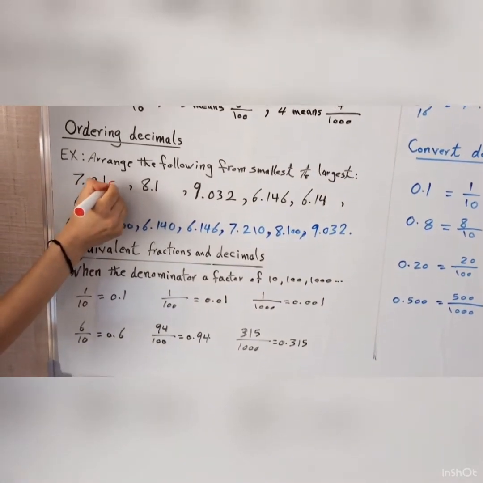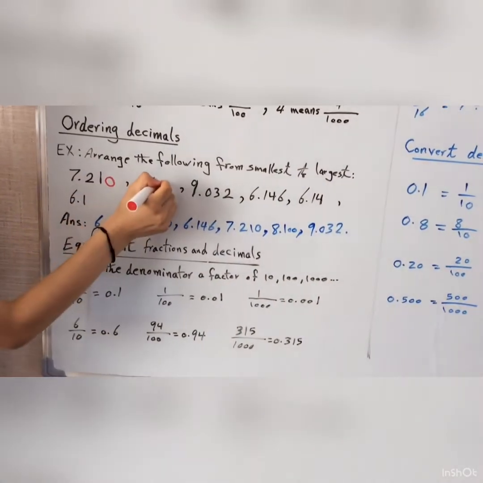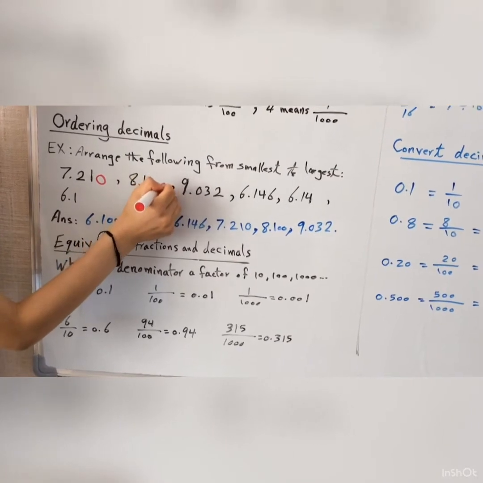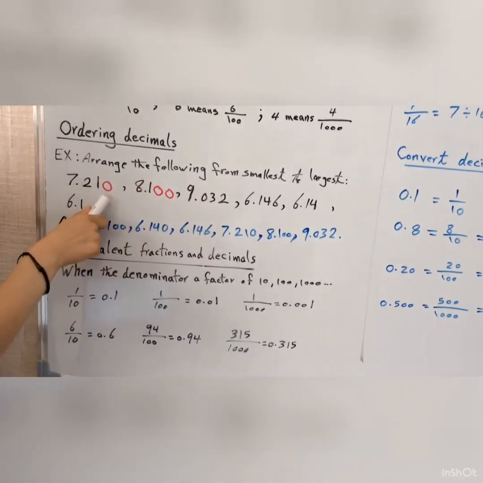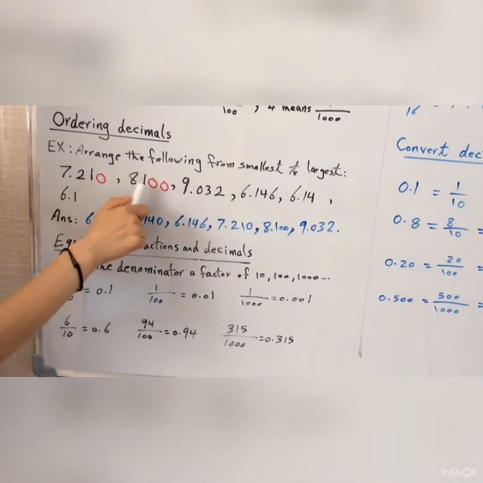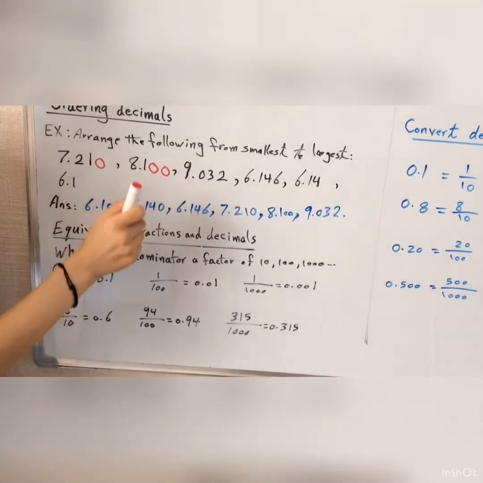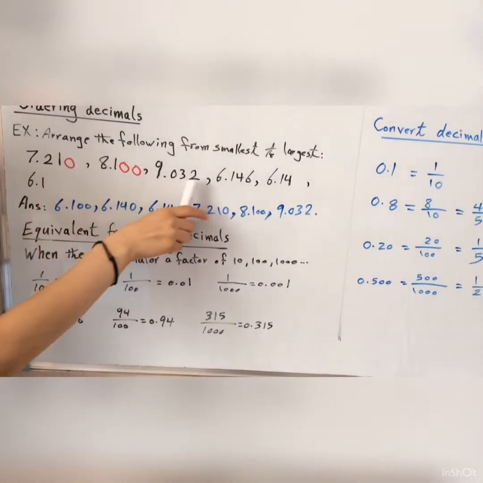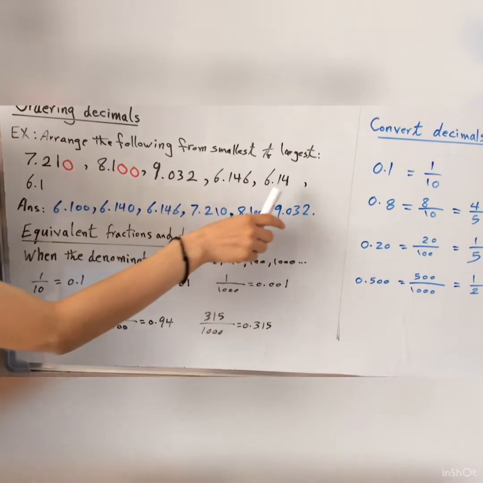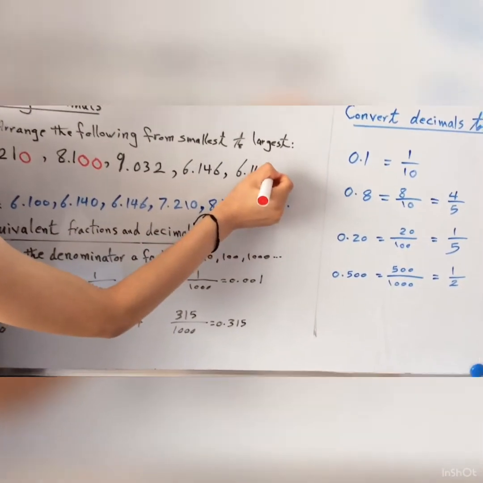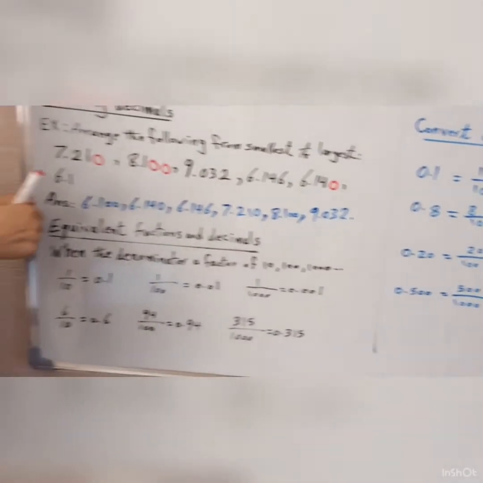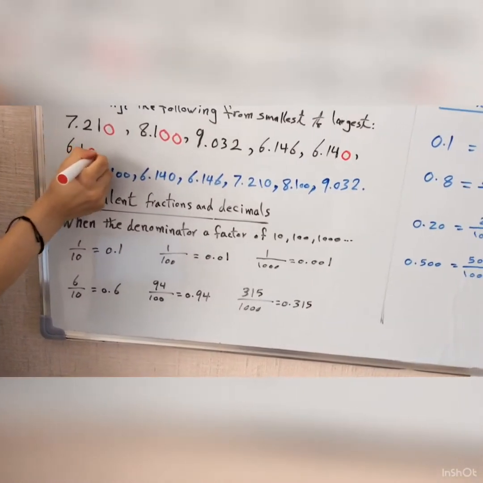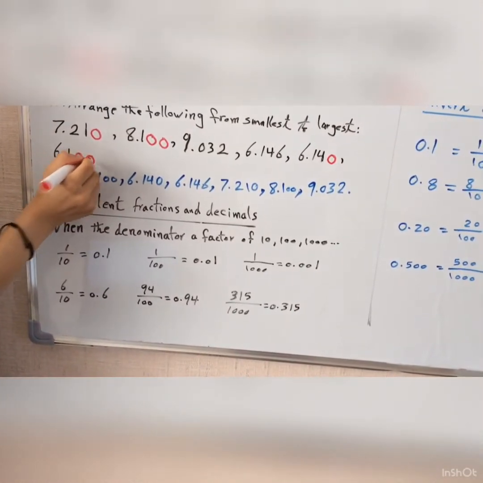You just add a 0 to every number to make it have 3 decimal places. So we added 1 zero because it was already 2, and we added 2 zeros to this one because it was already 1. This one already has 3 decimal places, and so does this one. This one has 2 decimal places, so we add a 0. This one has 1 decimal place, so we add 2 more zeros.